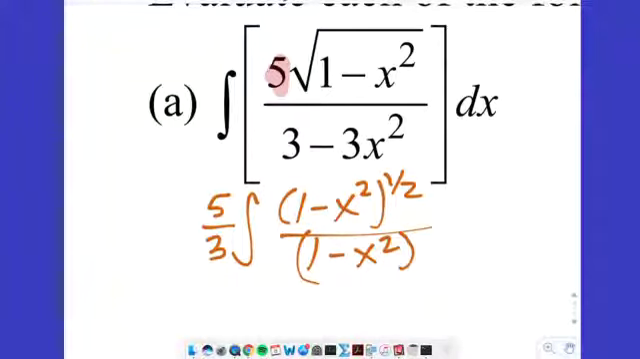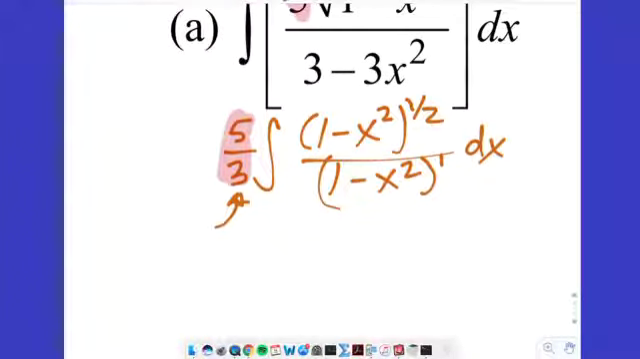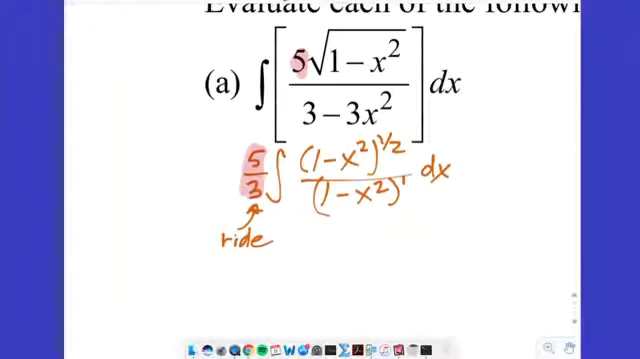1 minus x squared to the first, dx. The reason you want to do that is constant multiples, remember, they go along for the ride. 5/3 now is in the beginning of your problem. He is going to be in your final answer. And then if you generate any other coefficients, you can then combine them with the 5/3 at the end. So get your rider out front.